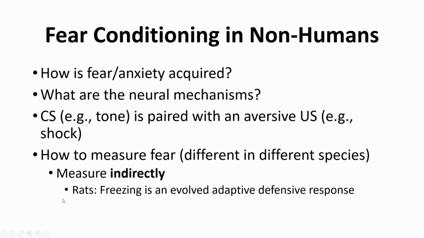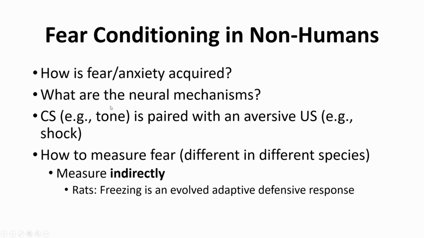A really common example of this would be freezing behavior in rats. So freezing is an adaptive defense response that has evolved in rats so that if there's something that startles them, if there's something that is painful or uncomfortable, they'll freeze, they'll stop moving, and they'll hold very, very still. So we can actually measure their rate of movement before and after a particular stimulus to see what degree of fear we're noting. So freezing behavior is an indirect measure of fear.